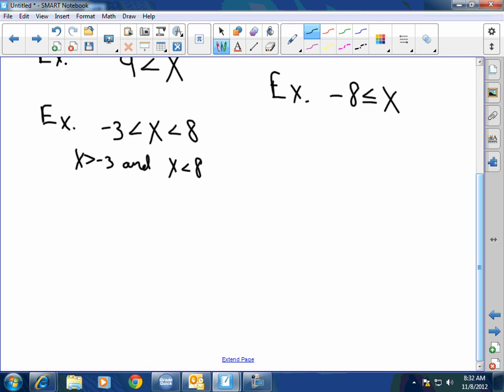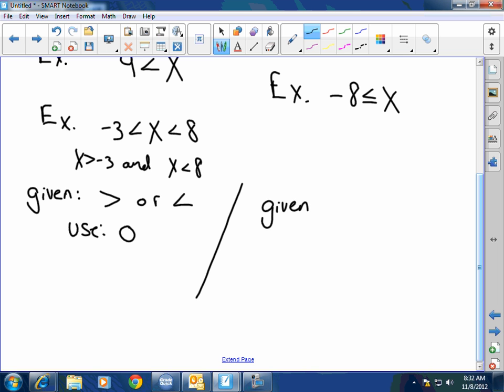When I'm graphing, guys, if you're given a greater than or a less than, you're going to use an open circle. Period. There's no ifs, ands, or buts about it. If you are given a greater than or equal to or a less than or equal to, you're going to use a shaded circle. No ifs, ands, or buts about it. There's no choices on this. This is just the way it works.